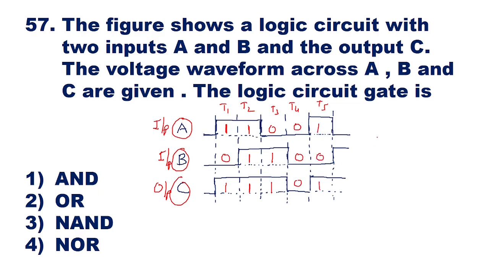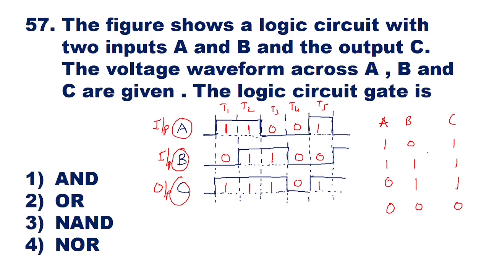Now if you arrange this as a truth table, A and B are the inputs and C is the output. The first one: A is high, B is low, and C is high. The second: A is high, B is high, and C is high. The third: A is low, B is high, and C is high. The fourth: A is low, B is low, and output C also is low. So these four combinations are enough for us to identify which logic gate it is.